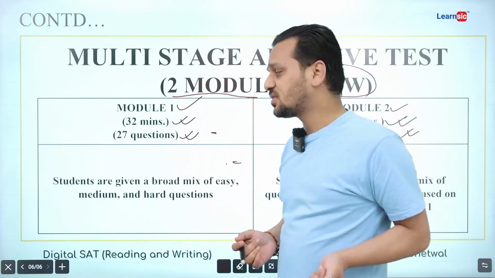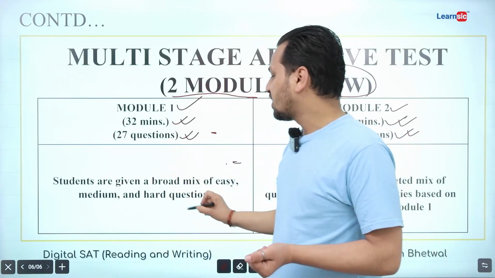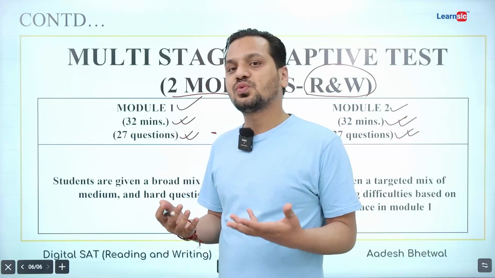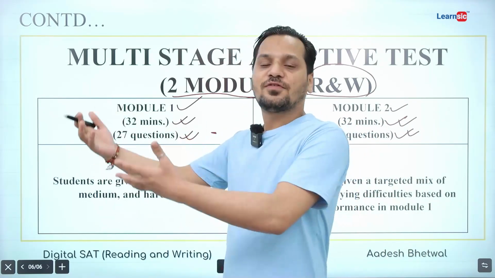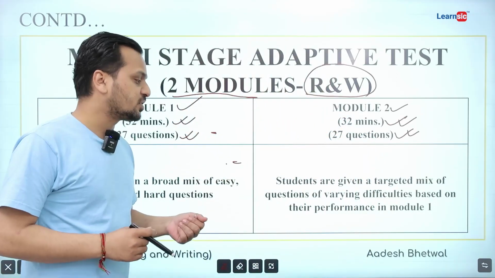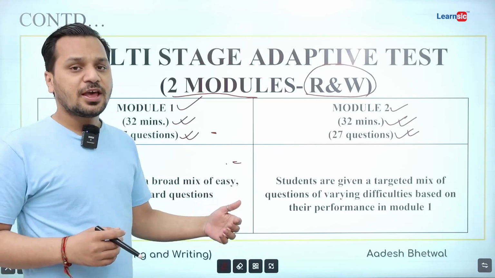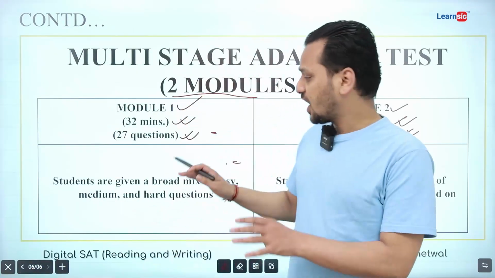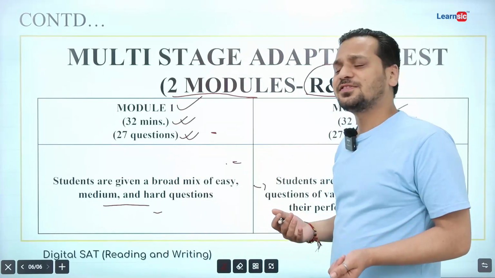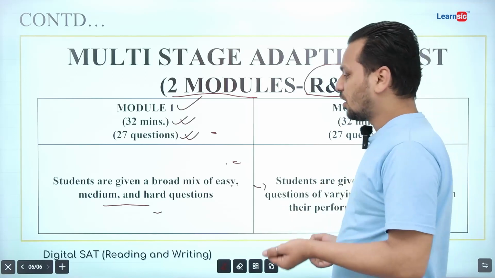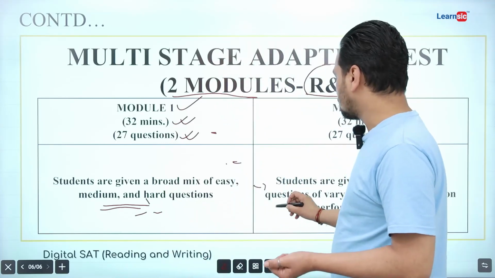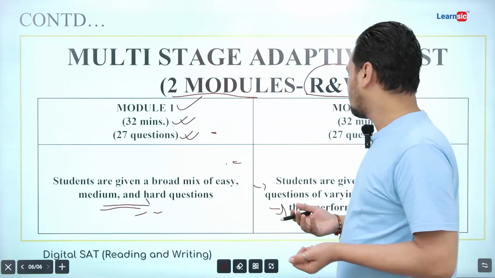Now what happens in module 1? In module 1, you are given a broad mix of easy, medium and hard questions. And in the second module, students are given a targeted mix of questions of varying difficulty based on their performance in module 1. This means if you do very well in module 1, you'll get comparatively more difficult questions in module 2. But if you have not done that well in module 1, you will get comparatively easier questions in module 2.